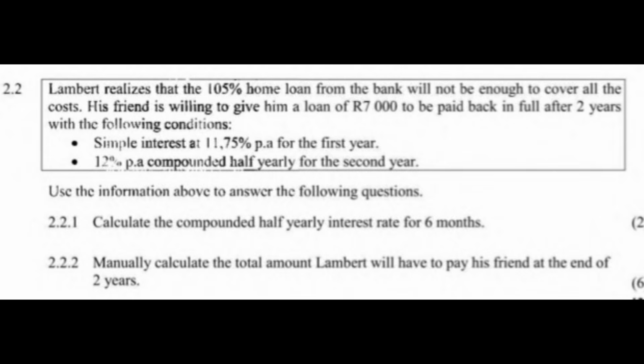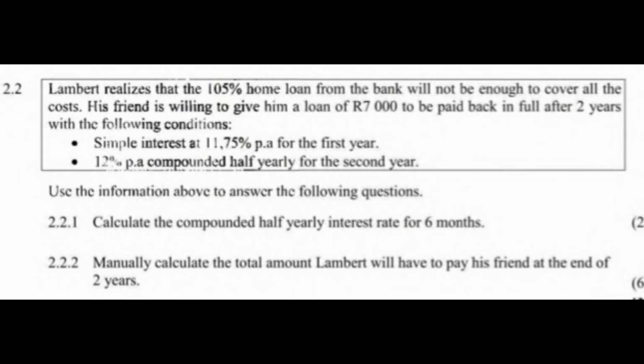So, in today's lesson, we're working with interest, and the question we have with us today reads as follows. Lambert realizes that the 105% home loan from the bank will not be enough to cover all his costs. His friend is willing to give him a loan of 7,000 to be paid back in full after 2 years with the following conditions. First condition, simple interest at 11.75% per annum for the first year. Second condition, 12% per annum compounded half yearly for the second year.